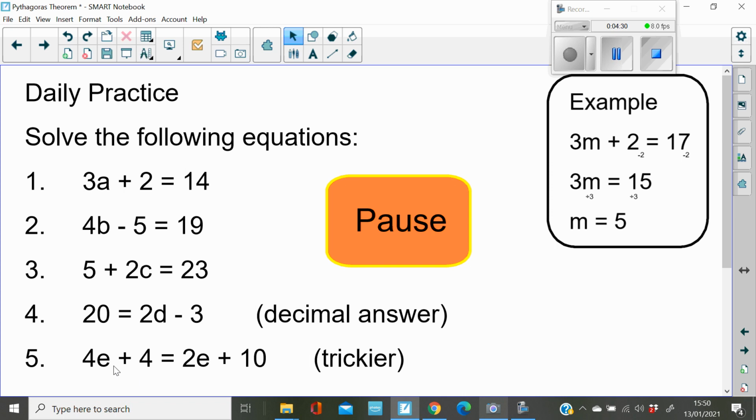In question 5, you're going to have to subtract from both sides, but you've got the letter e on both sides. You're going to have to subtract 2e from here to begin with. So hopefully you can remember that from the lessons in class. So pause your video, have a go at those, and then the answers are on the next page.